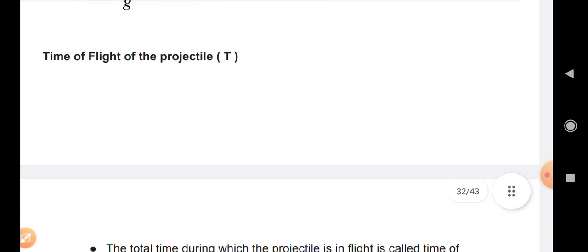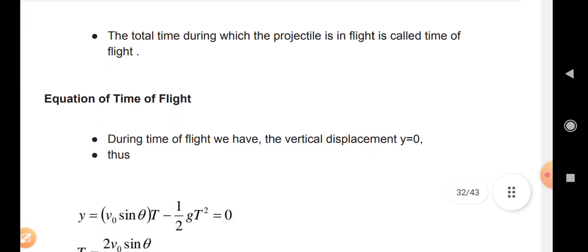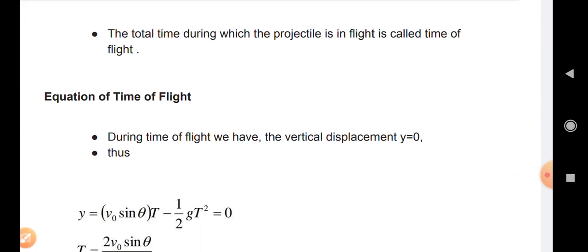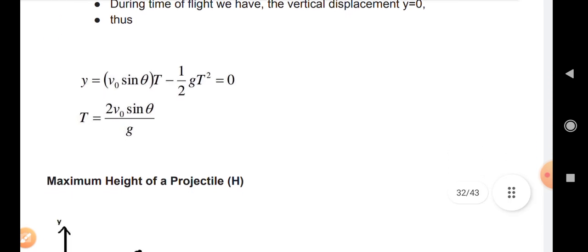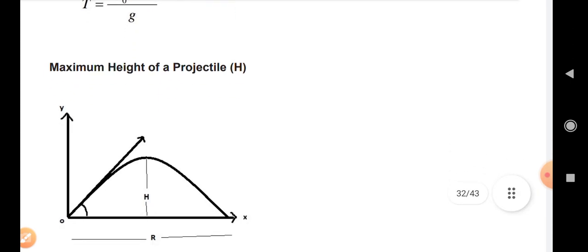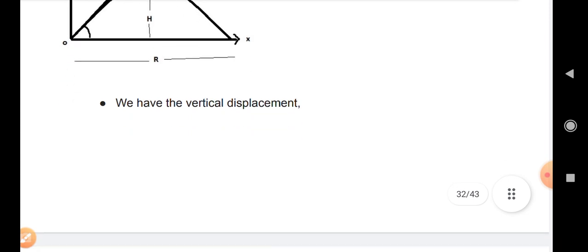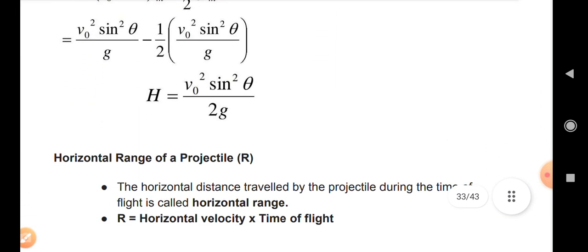Time of flight of projectile, capital T. The total time during which the projectile is in flight is called time of flight. Equation of time of flight: T is equal to 2u sine theta by g. Maximum height of projectile: H is equal to u square sine square theta by 2g.